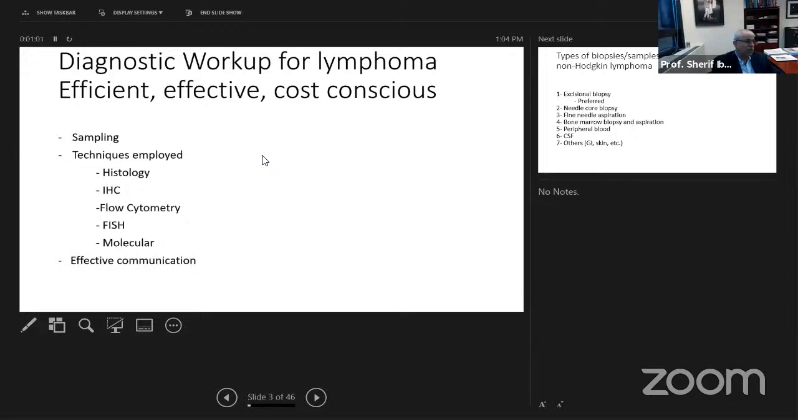I'm going to cover for the first few minutes how we do diagnostic workup for lymphoma that's efficient, effective, and cost-conscious. It's important to go over that because I do see quite a few cases, not just from Egypt, from the Middle East, and from other countries, and quite often the workup is incomplete, the sample itself is not the best, preparation is not great, and that's really where you start. You have to have a decent sample, you have to use all your techniques to reach the right conclusion, and then you have to effectively communicate that to the oncologist.